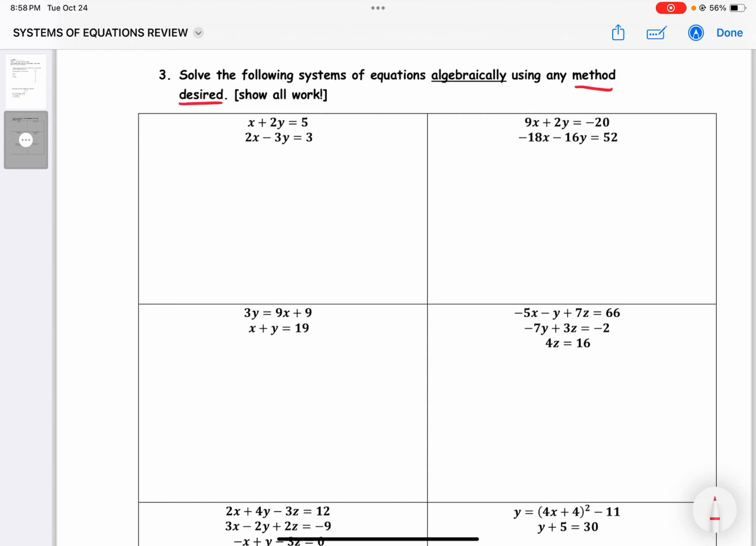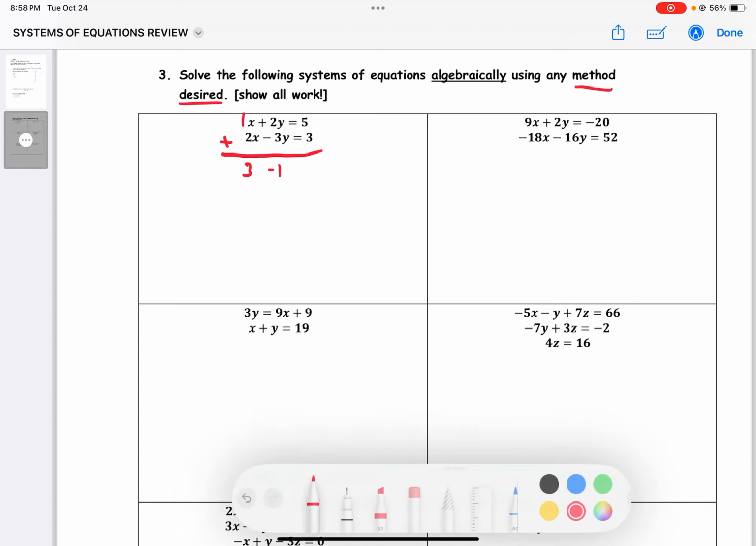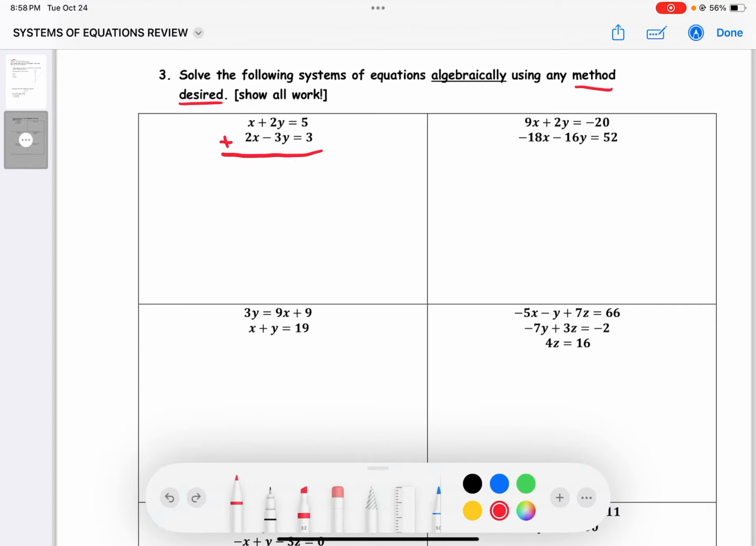In elimination, the goal is to add the two equations together and have one variable cancel out. But right now, that's not going to happen, because 1 plus 2 is 3, and 2 minus 3 is negative 1. So neither variable cancels out at the moment, because we need pairs of opposites in order for that to happen: 2 and negative 2, 5 and negative 5, 10 and negative 10, and so on. So these are what we're trying to build within our system.